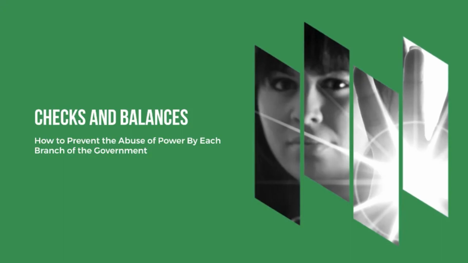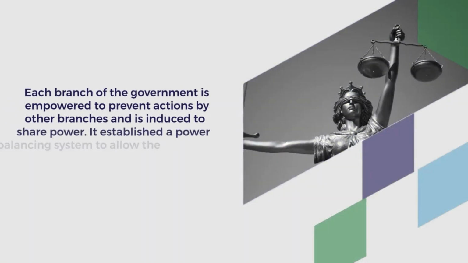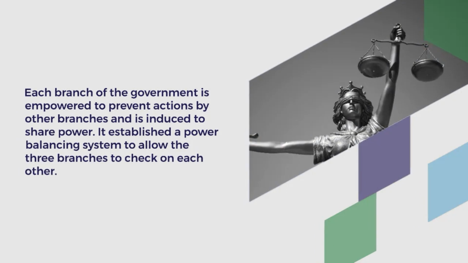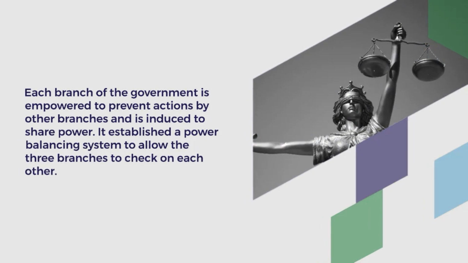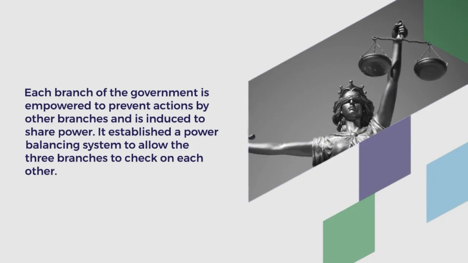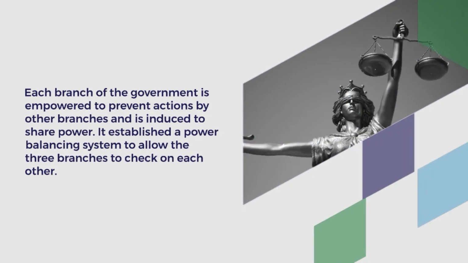It established a power balancing system to allow the three branches to check on each other. For example, Congress can pass laws, but the president has the authority to veto them. The veto power is a legislative power granted to the executive branch in order to keep Congress in check.